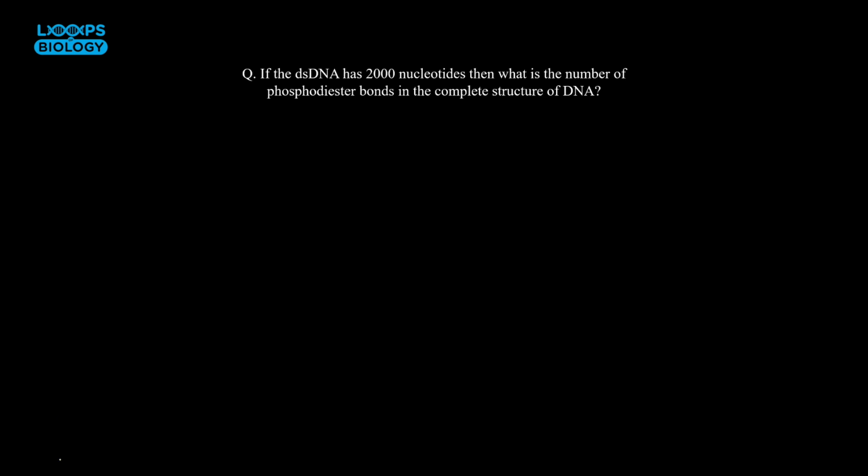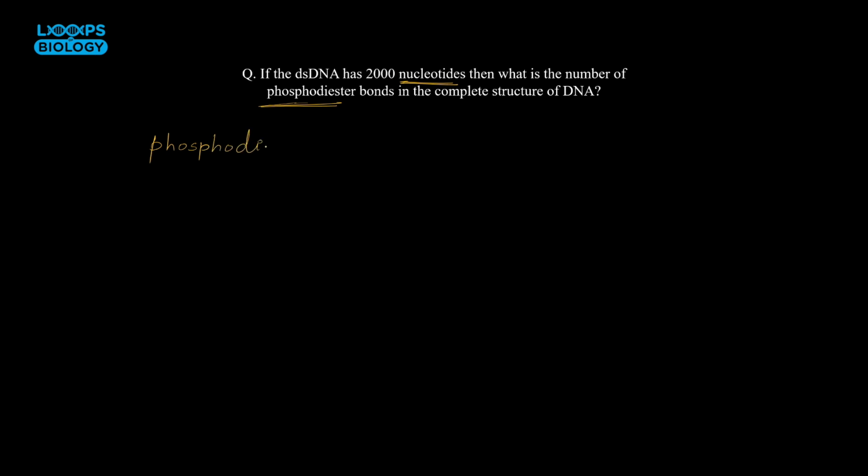Next case: if the double-stranded DNA has 2000 nucleotides. Now they are talking about nucleotides; there is no base pair as such. Then what is the number of phosphodiester bonds in the complete structure of DNA? Now they are asking for the number of phosphodiester bonds.